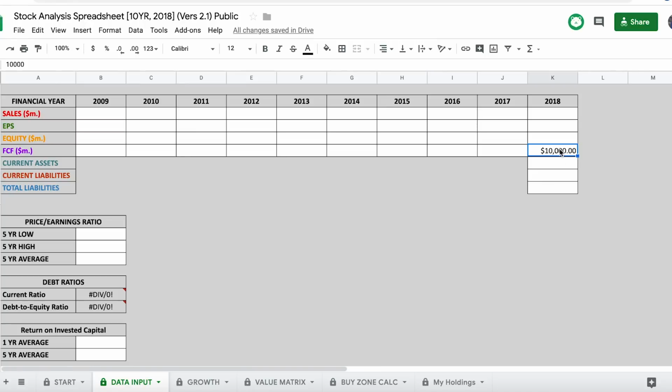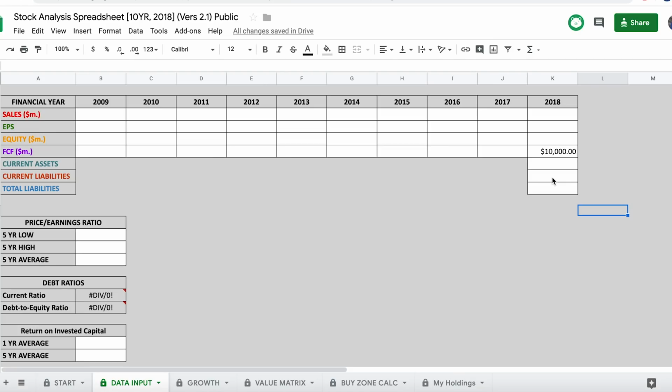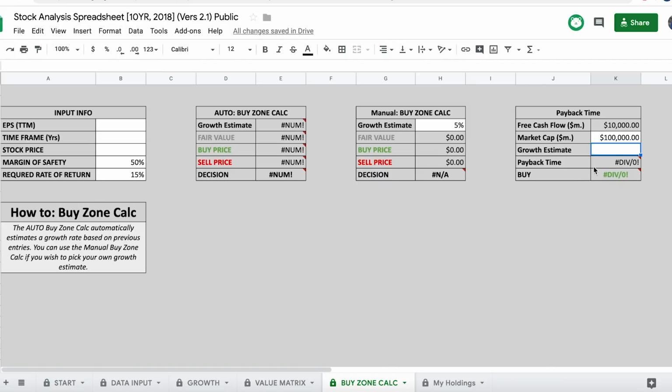Now, in the spreadsheet that I have linked down below, it's completely free, I actually have a payback time calculator. In that spreadsheet, you just enter in the latest free cash flow number that the company has produced, which is generally pretty close to how much cash is going to be returned to us as shareholders. And then you also enter in the growth rate of that cash in the future, and then you also enter in the market capitalization, which is essentially the price for the whole business. And this will tell us what the payback time is.